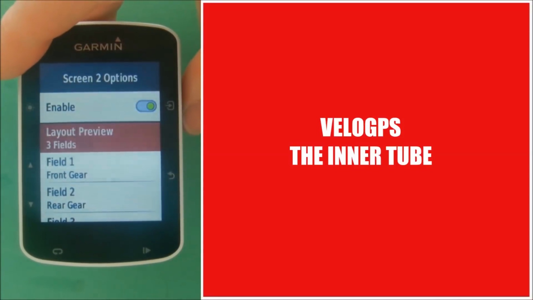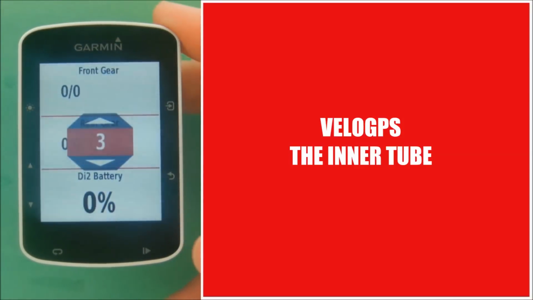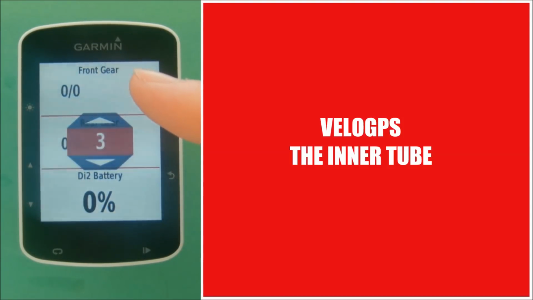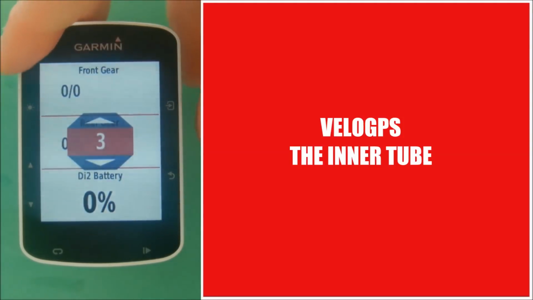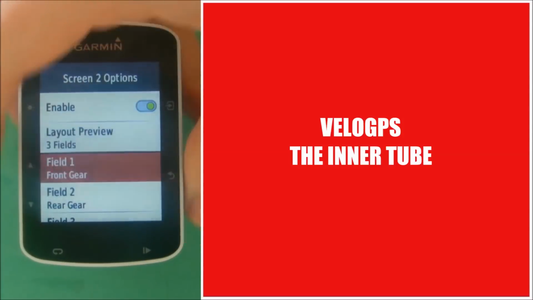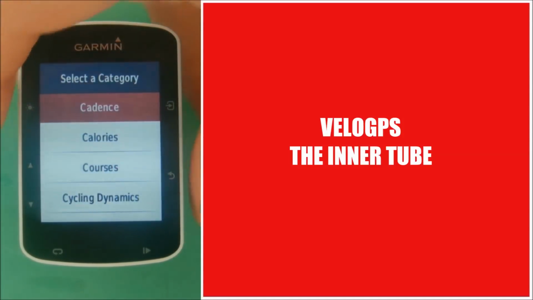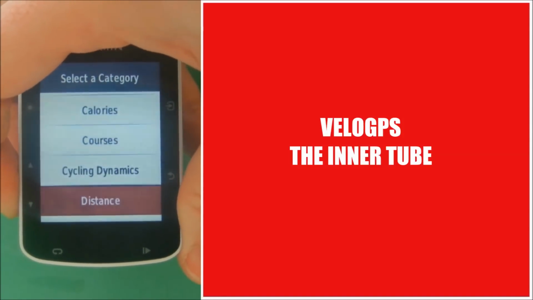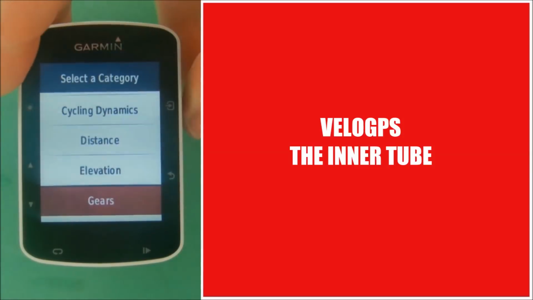And with this particular screen we've set up 3 data fields with some information on DI2. So this is if you have funky electronic gearing. We've got options here to show you what the front gear is, what the rear gear is, or indeed what the battery level is. So we're happy enough with 3 data fields, and it's exactly the same process to amend it. And we'll just show you by looking at the gears option how you do it.